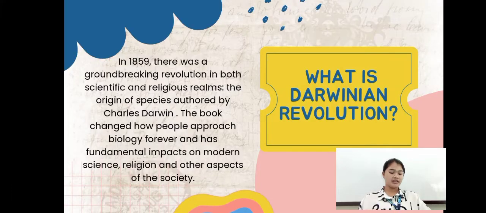What is the Darwinian revolution? In 1859, there was a groundbreaking revolution in both scientific and religious realms: The Origin of Species, authored by Charles Darwin. The book changed how people approach biology forever and has fundamental impacts on modern science, religion, and other aspects of society.